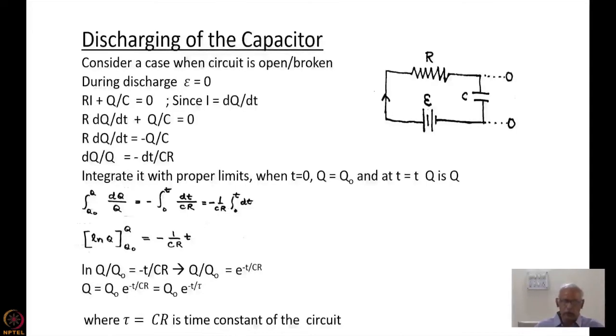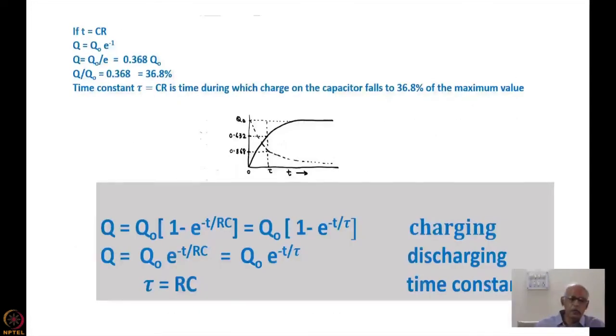Or if you write CR as tau, the time constant, then the charge at any time over the capacitor is Q naught, the maximum value with which we started, times e power minus t by tau, where tau is CR, again the time constant of the circuit. We can again apply those three conditions here. One of the most important parameters in designing this circuit is the CR value, and therefore we should understand what happens when t is equal to CR, or tau. Then Q will become Q naught e power minus 1, which is equal to Q naught by e.